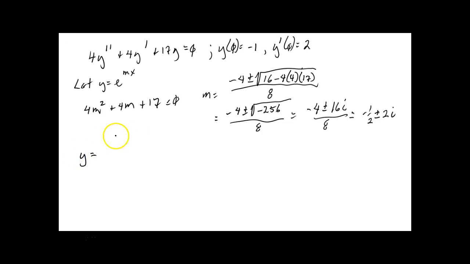Y is equal to E. No, let's start with the E. Okay, negative x over 2. I'm going to write that way just because it's a little easier. There's your e to the alpha x. Got it?